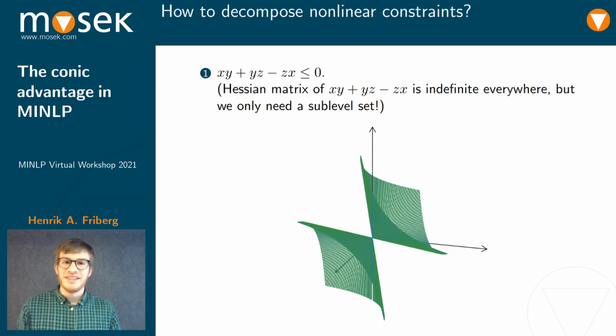and you'll notice that the expression on the left is indefinite everywhere. So if we wanted to do the hypograph of it or the epigraph of it, we would not be able to, because it would be a non-convex set. But in this case, we only need a sub-level set. And if we use our numeric methods, in this case graphing, you'll see that it's basically just a union of two convex sets. And those convex sets we should be able to represent independently of each other.